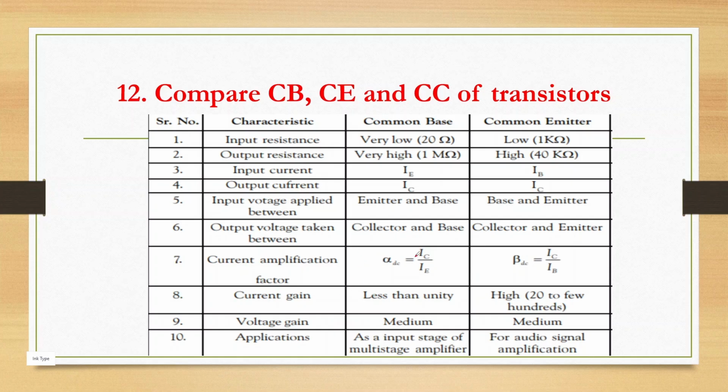Then the current amplification factor is IC by IE in common base, because the input current is IE, while in common emitter it is IC by IB. Then the current gain will be less than unity in common base, while in common emitter it is more than unity, as is the voltage gain. Again, applications: common base is basically used as the input stage of multi-stage amplifiers, and common emitter is for small signal amplification.